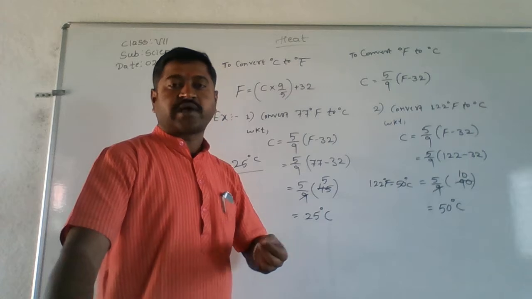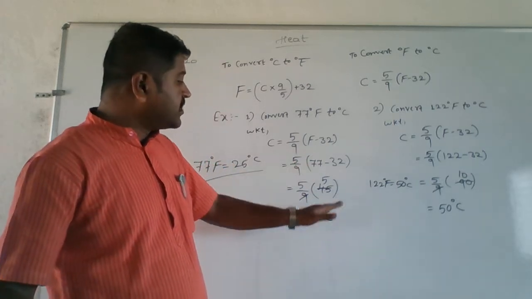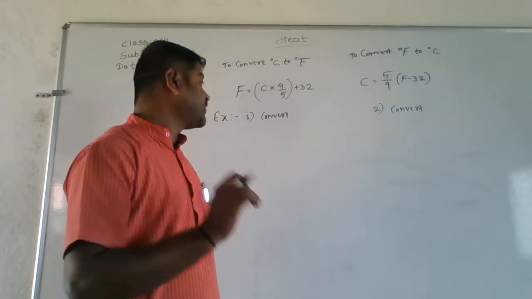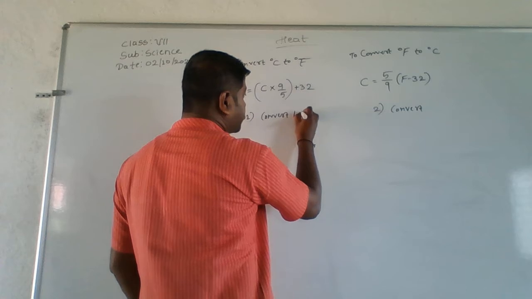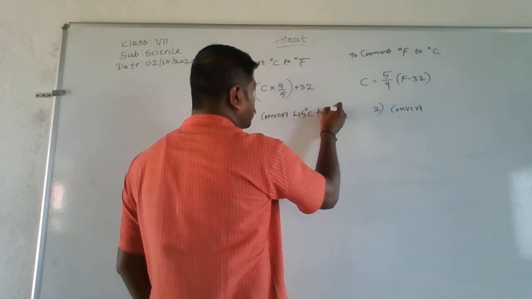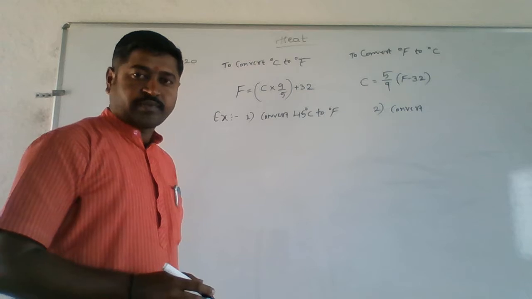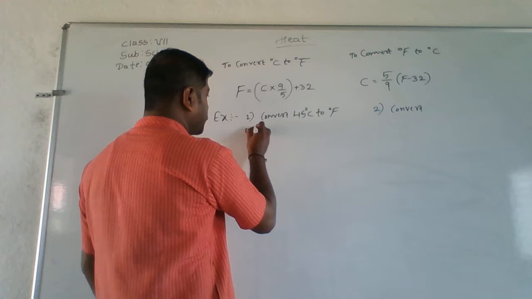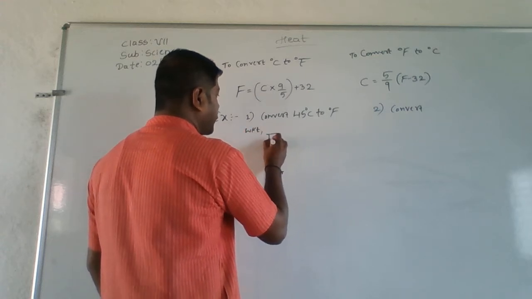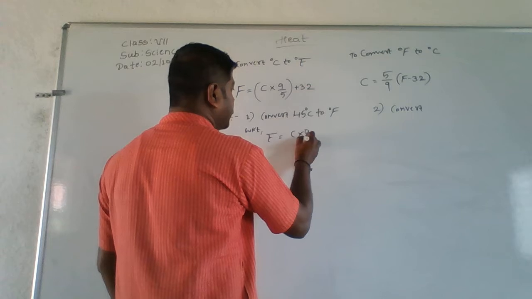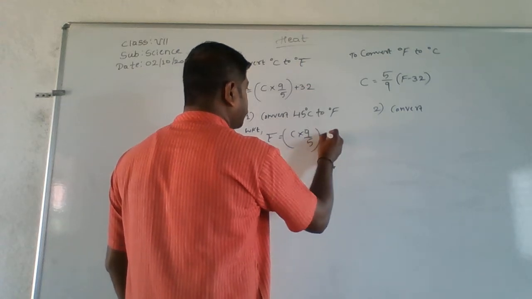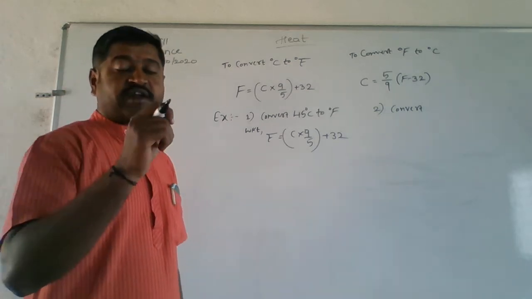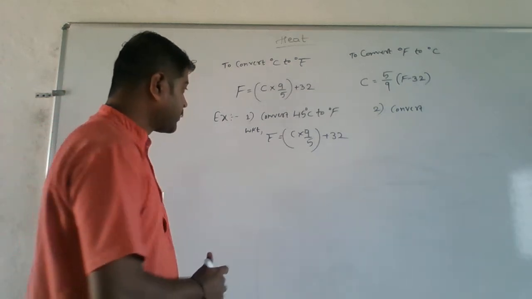Now next we will take a few examples where we can convert Celsius into Fahrenheit. So first one, convert 45 degrees Celsius to degrees Fahrenheit. We have to convert it into the Fahrenheit scale. What is the formula used for the Fahrenheit scale? We know that Fahrenheit is equal to C into 9 by 5 plus 32. This is the formula for finding the Fahrenheit scale from Celsius.